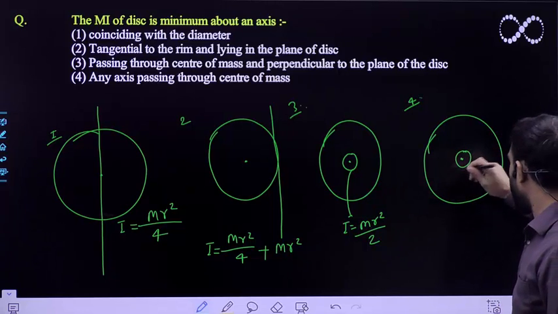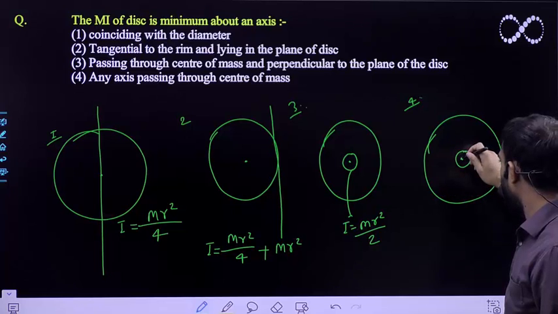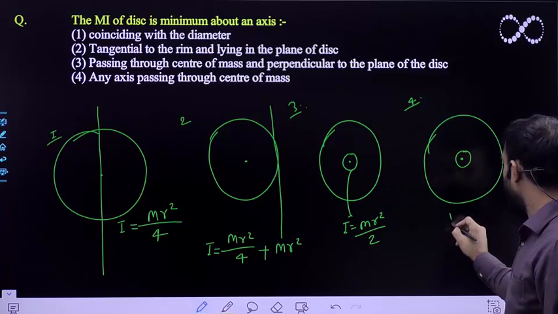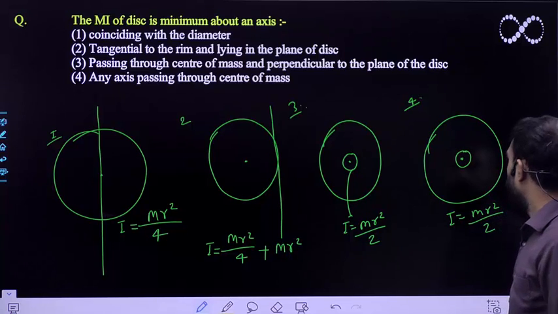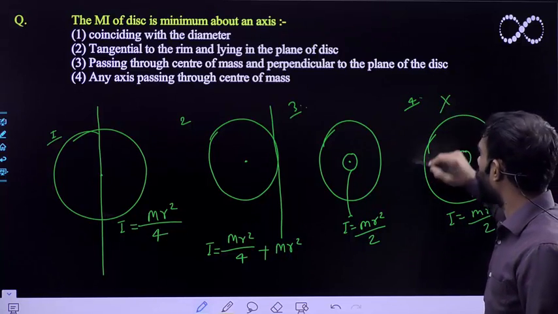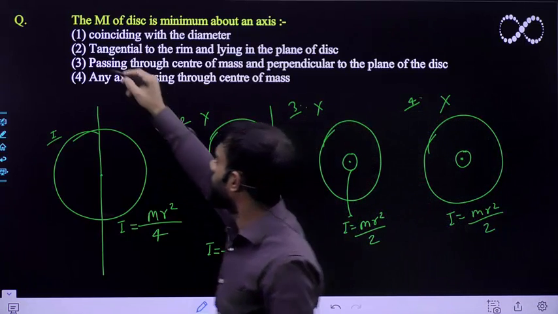If I take once again the axis passing through center of mass and perpendicular to the plane of the disk, then once again the moment of inertia will be MR square upon 2. So option 4 is also wrong, it is not minimum. Option 3 is also not minimum, option 2 is also not minimum. So option 1 is coming correct here.